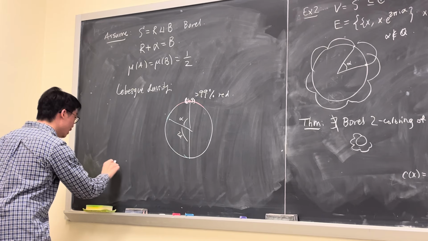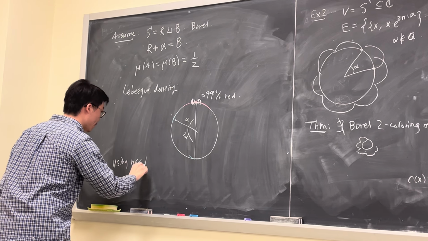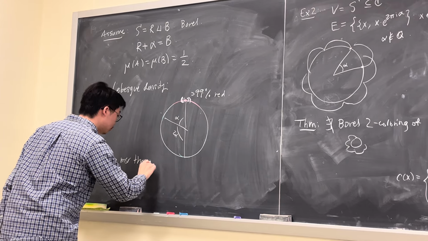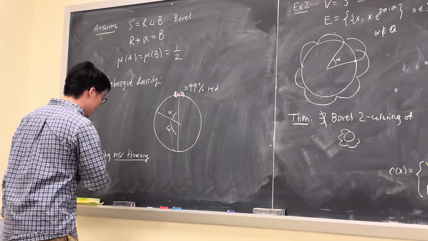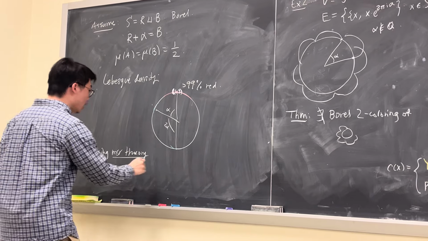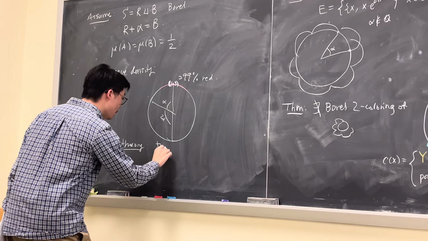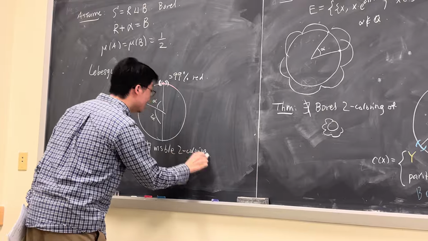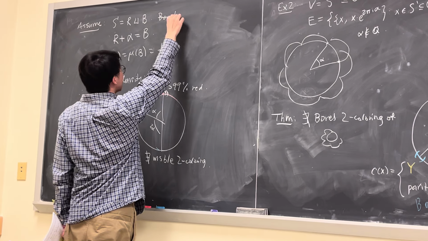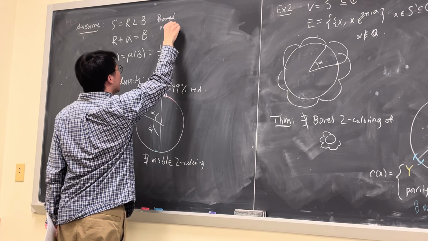So using measure theory, which will not feature again. I'm just telling you that this black box exists. I can in fact show that there does not exist a measurable 2-coloring, because the same proof holds if I assume these are Lebesgue measurable instead of just Borel.